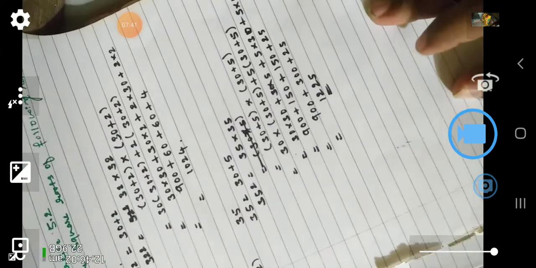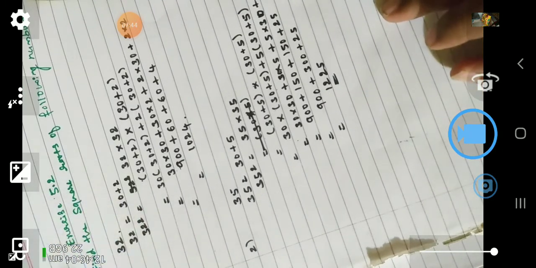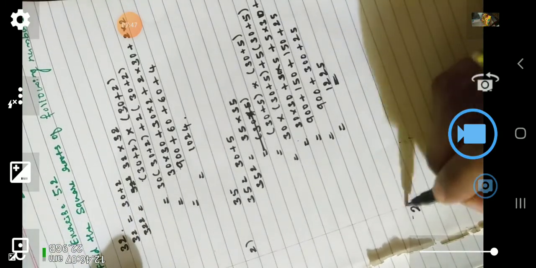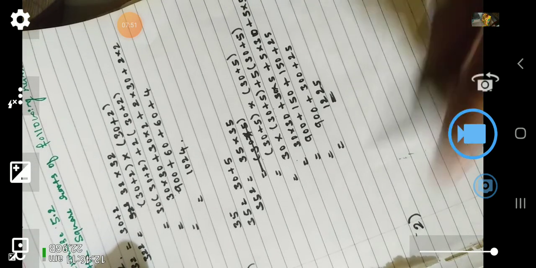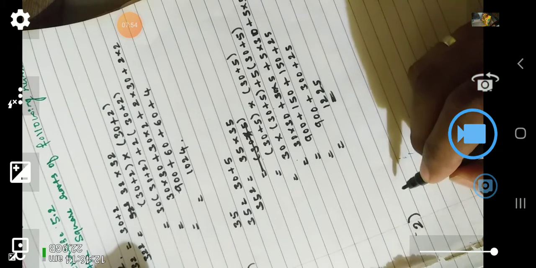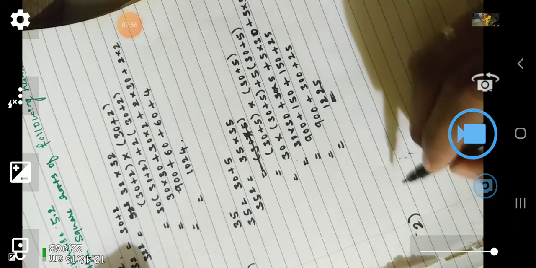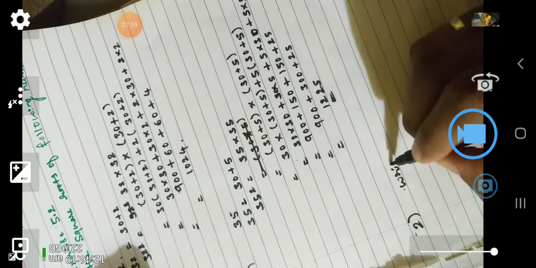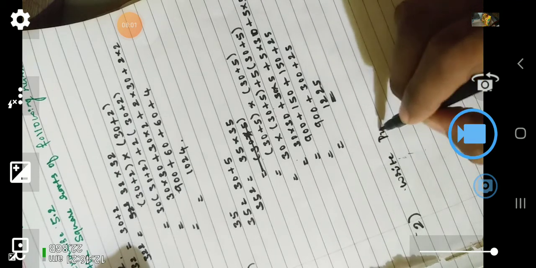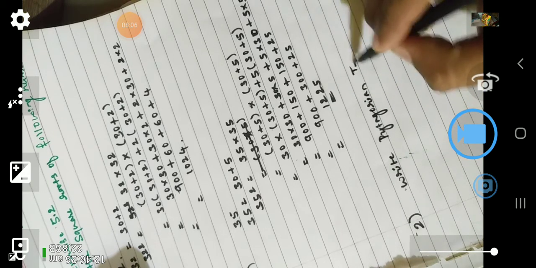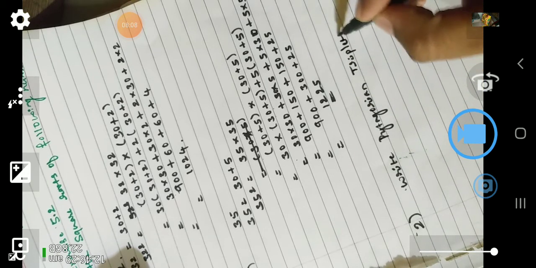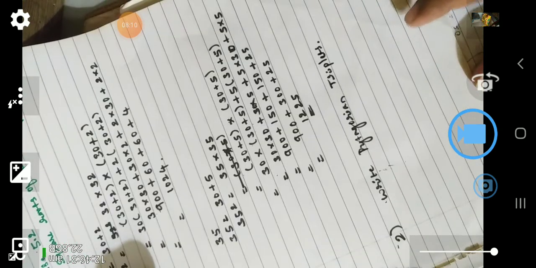Kindly see to it and write neatly in your rough as well as in notes, okay. So the next second main problem is: write the Pythagorean triplets whose one number is 6. Write Pythagorean triplets, this is the problem.